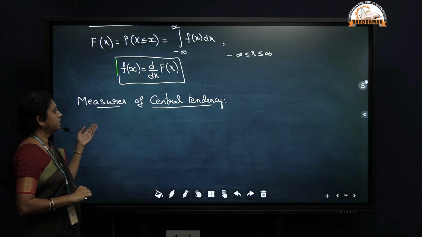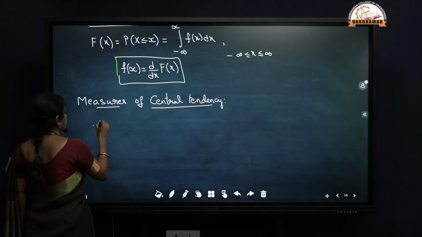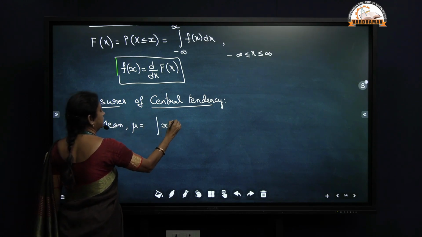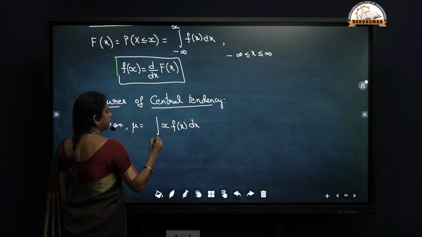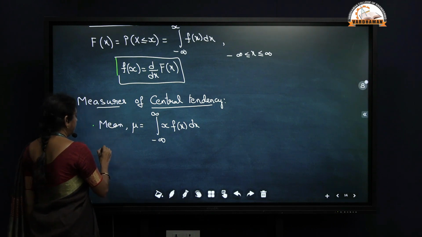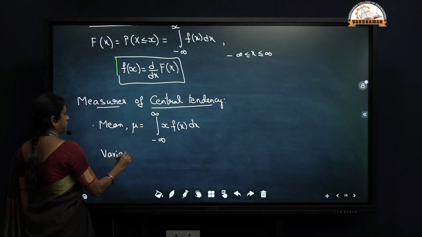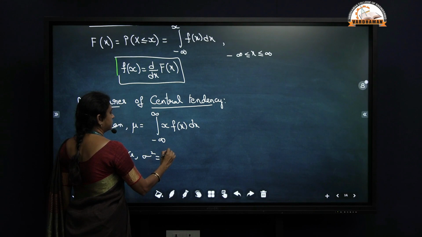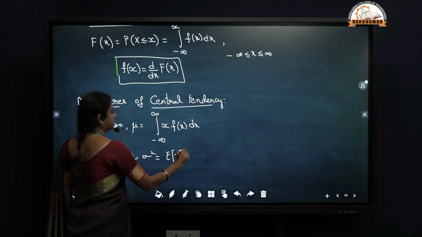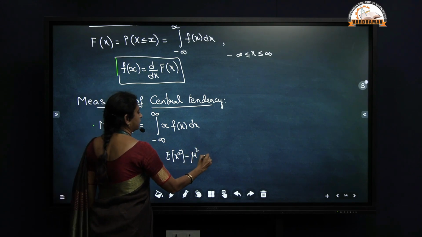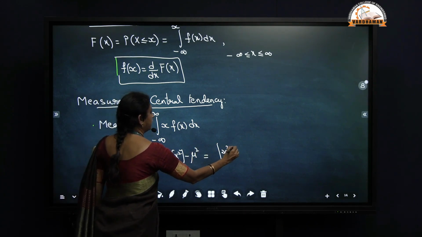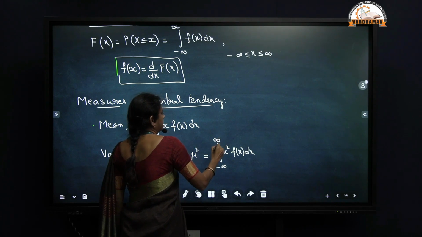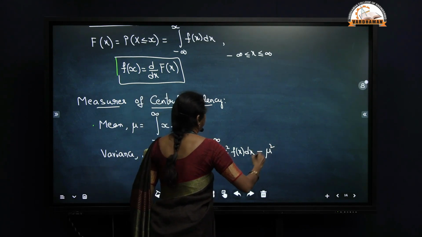Now, we will see what are the measures of central tendency for a continuous random variable. Mean mu is given by integral of x into f of x dx between limits minus infinity and infinity, and variance sigma square is given by expectation of x square minus mu square, which can be written as integral x square into f of x dx between limits minus infinity to infinity minus mu square, where mu is mean.